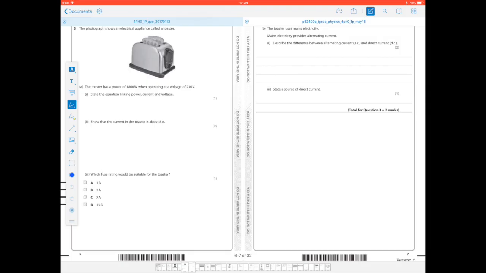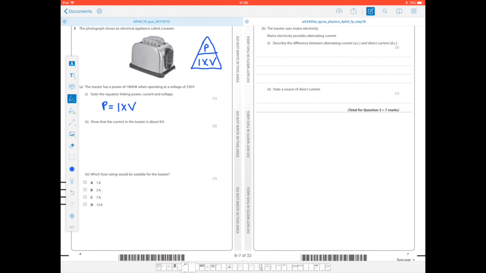3. The photograph shows an electrical appliance called a toaster. The toaster has a power of 1,800 watts when operating at a voltage of 230 volts. State the equation linking power, current and voltage. So I'm going to put my formula triangle nice and out of the way over here. It's PIV, so P at the top, current and voltage in the bottom. So what is the equation? It is power equals current times voltage.